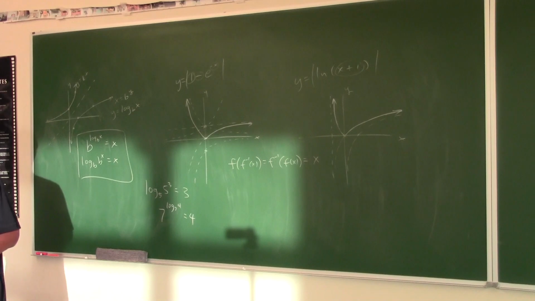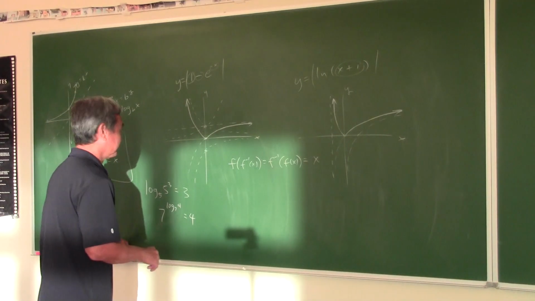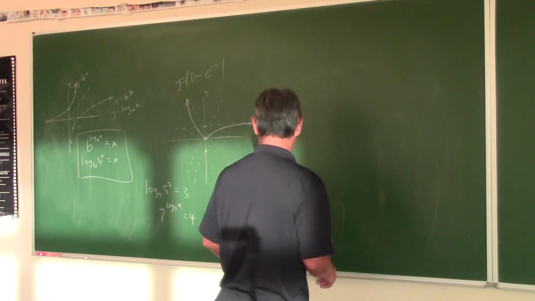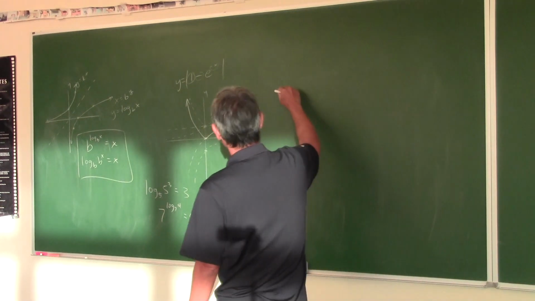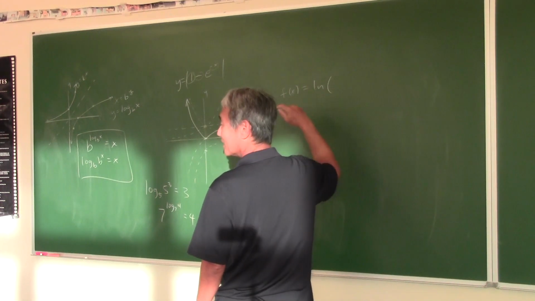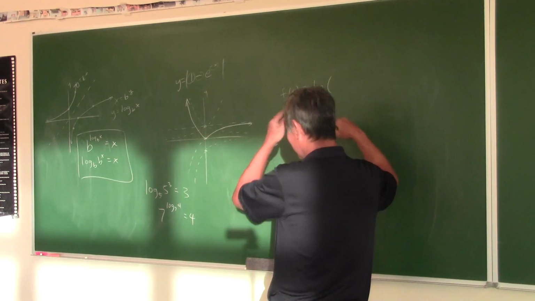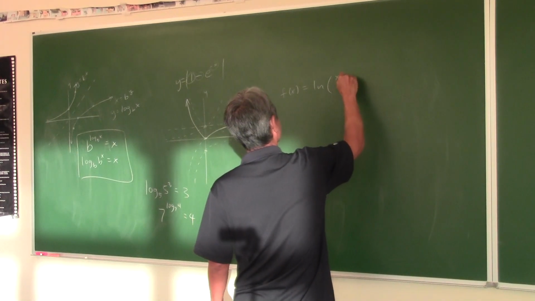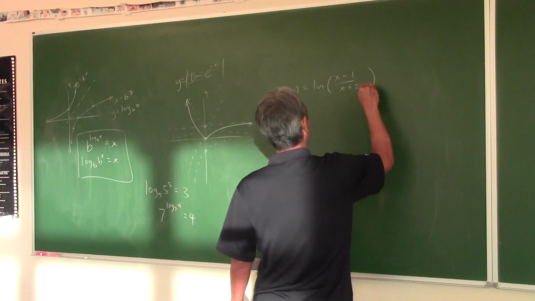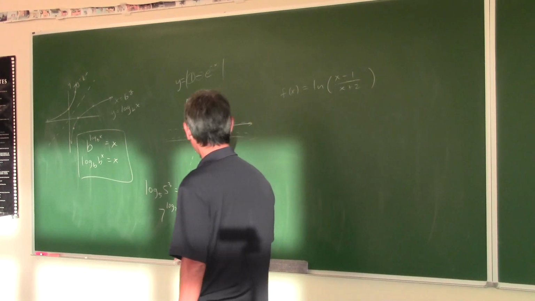Okay, I'm going to do a problem like number 8. Okay, let's get rid of this. So, number 8 looks something like this. f of x is equal to natural log, and we don't want to make it too hard. How about something like this? x minus 1 over x plus 2. Okay, first part, find the domain.